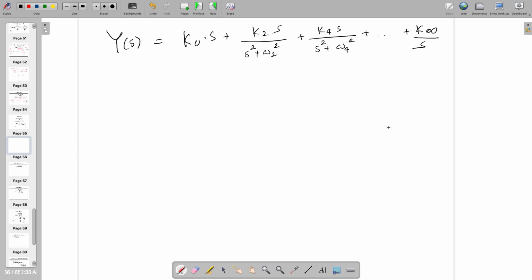Nikita, do you want to try this one? I'll help you. Don't worry. You have to draw the circuit for this. For a given admittance, you have to draw the circuit, right?